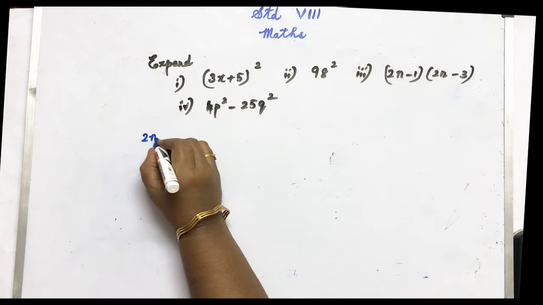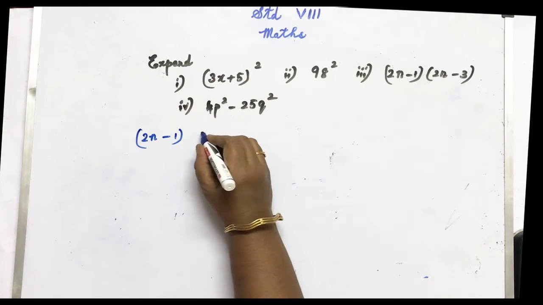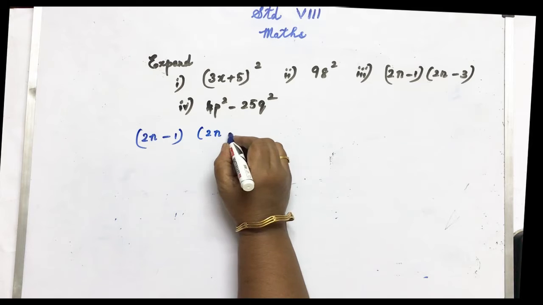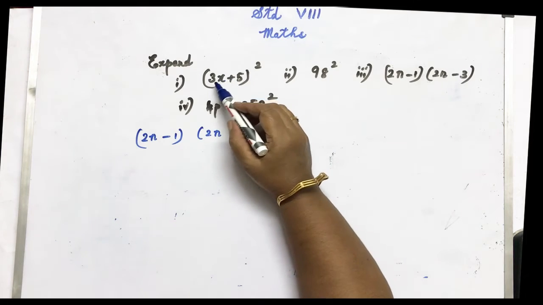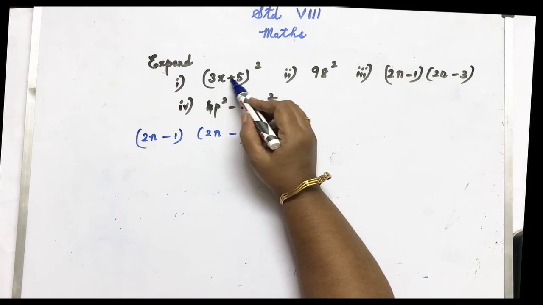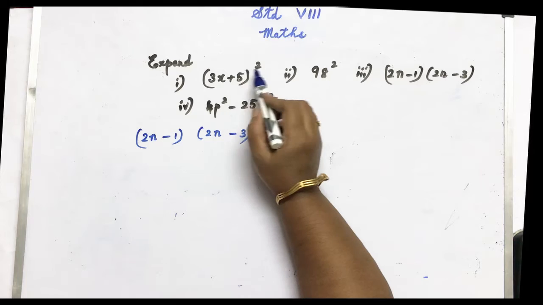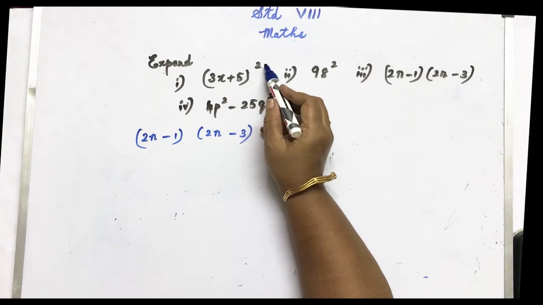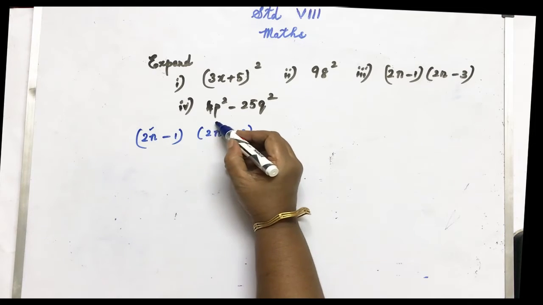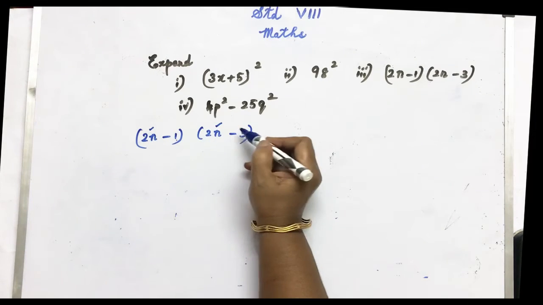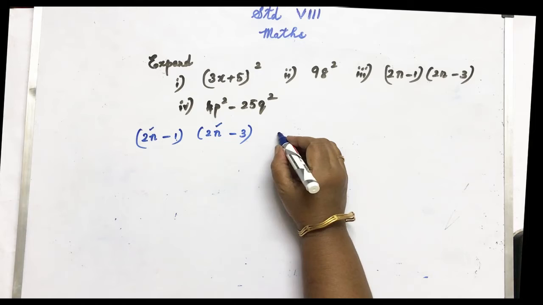So 2n minus 1, 2n minus 3. In the first sum, we were having only two terms with squared, but here we are having two brackets. In this, the first term is the same but the second one is different. So which identity do we have to use?